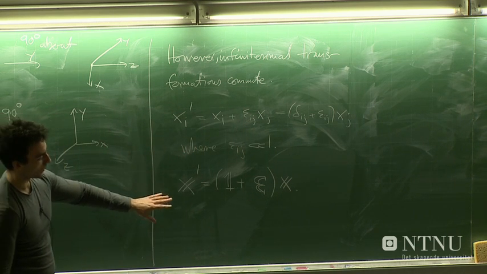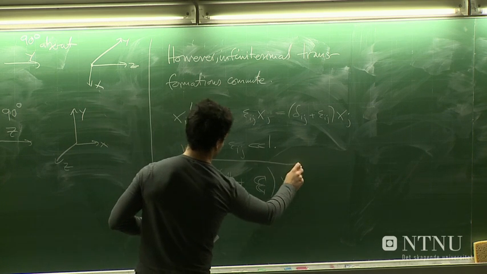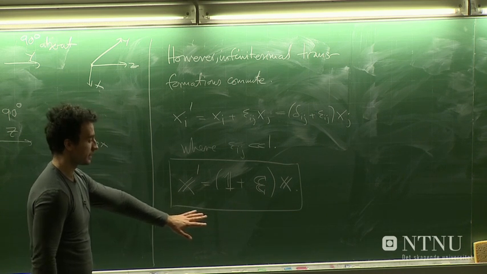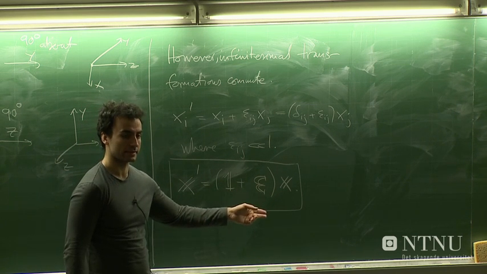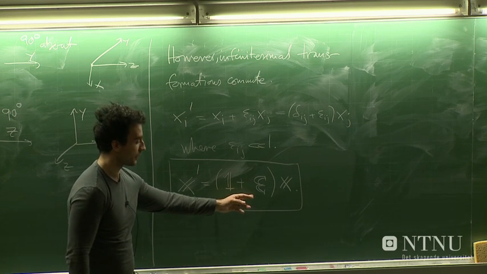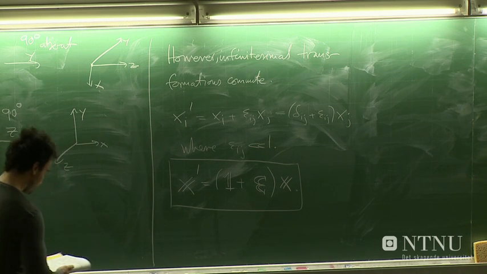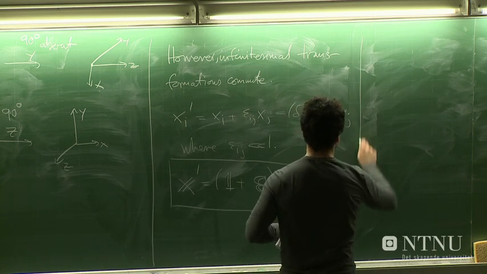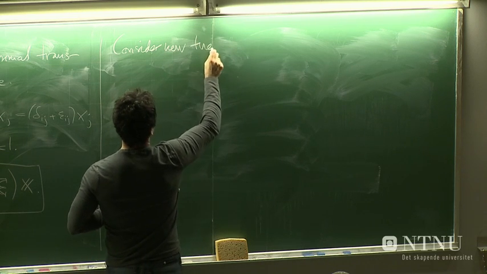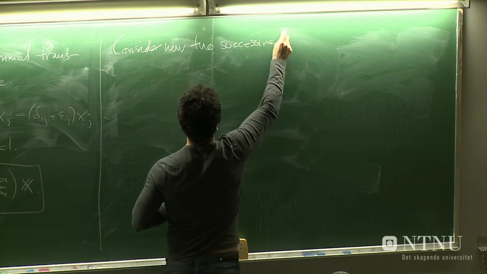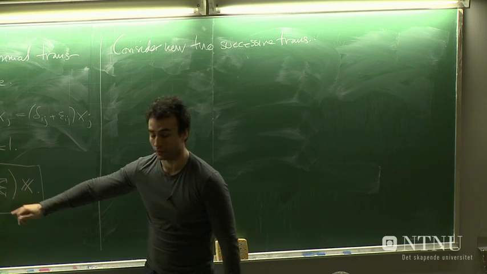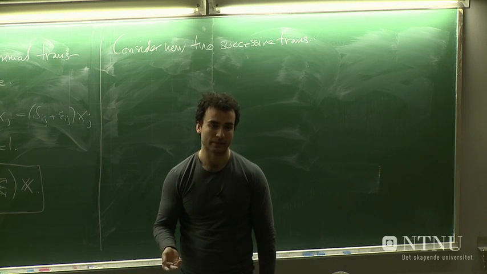So in matrix form, we can write it like this. And you see that this is equivalent to our previous notation if you just call this 1 plus epsilon matrix A. So this is a transformation matrix which we write as the identity matrix plus something which is small. So because this epsilon is small, we call these infinitesimal transformations.